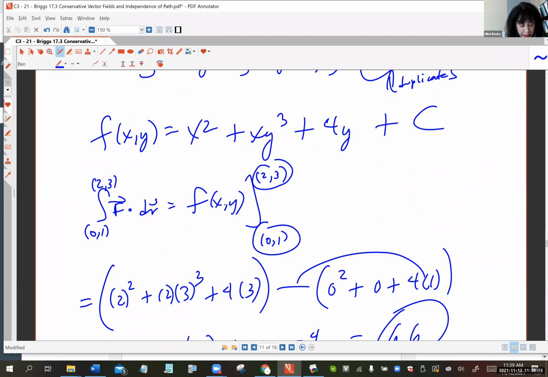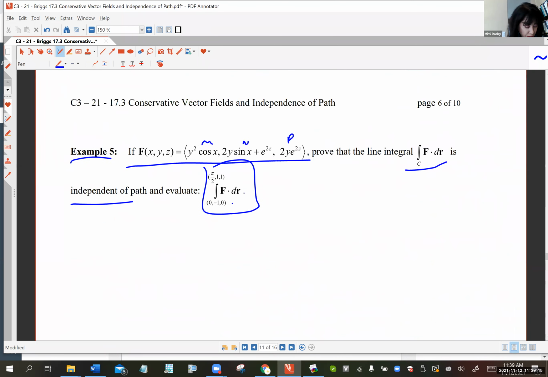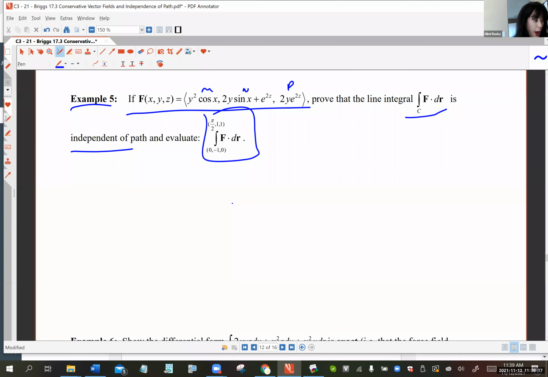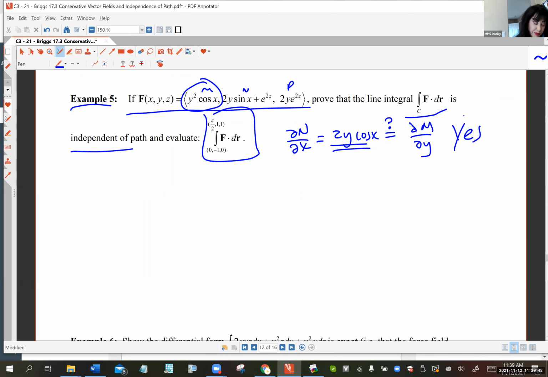I don't even try to memorize them. I always look it up. Too hard to memorize everything. Okay. So what is dN/dx? I get 2y cos x. Is that equivalent to dM/dy? Well, look at it. Here's M. What is the derivative of that with respect to y? I claim it is 2y cosine x. So yes, those guys are equivalent, okay?